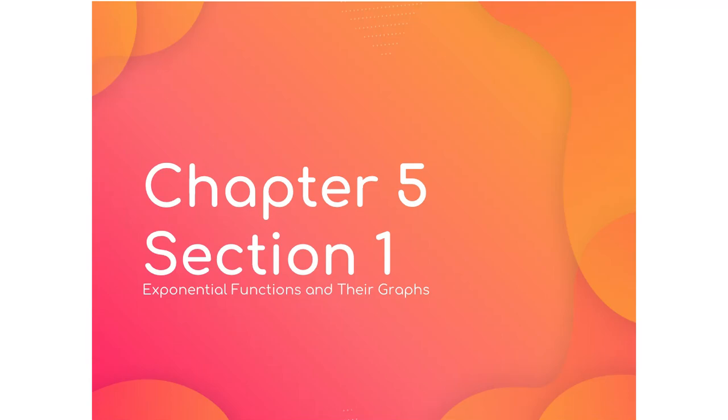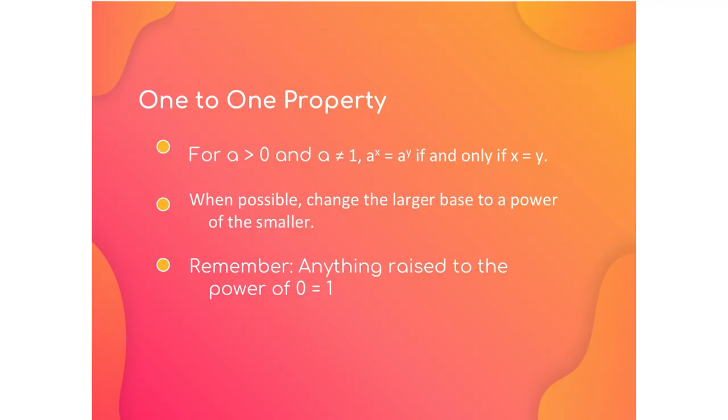All right, this is the second part for Chapter 5, Section 1. We're going to go ahead and go over the one-to-one property. So the one-to-one property in this case is when a is greater than 0 and it cannot be 1. Okay, so meaning you have to have the same base.